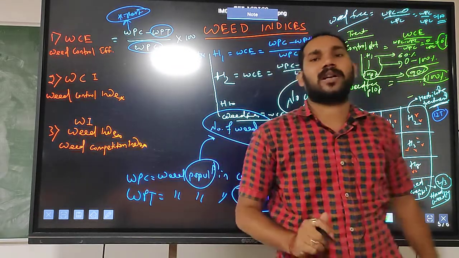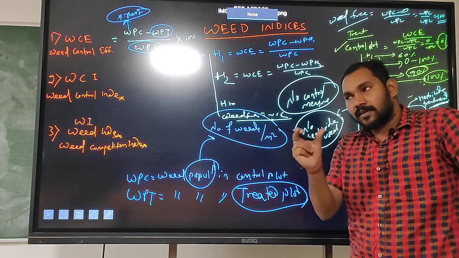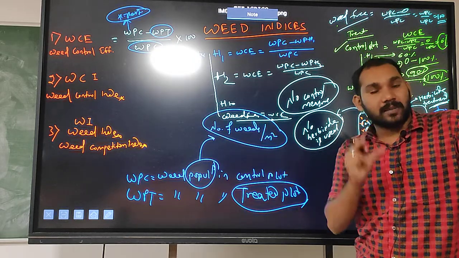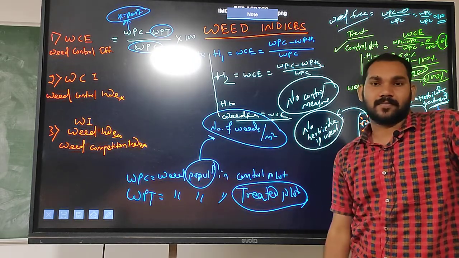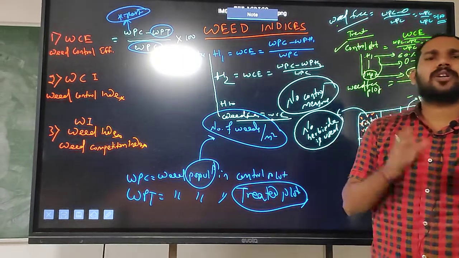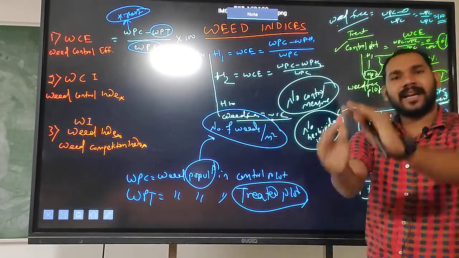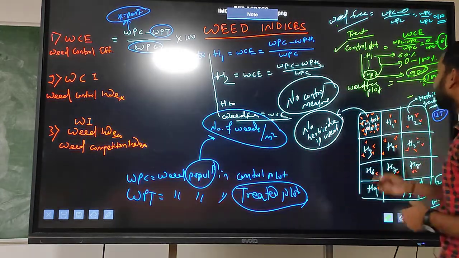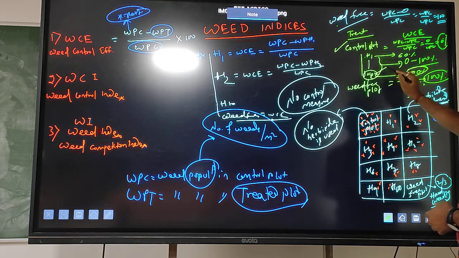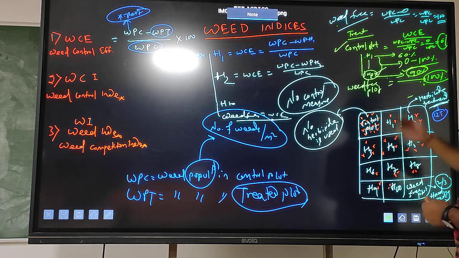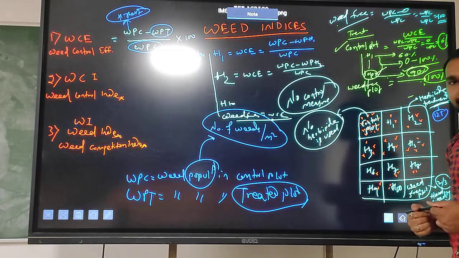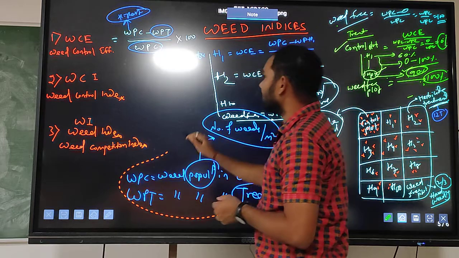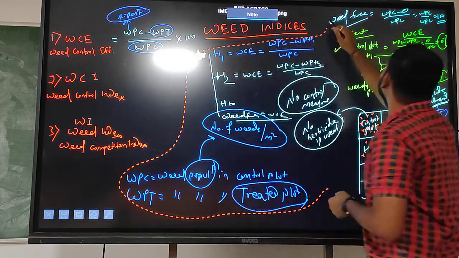Weed control efficiency means what? The term itself shows how efficiently a herbicide will control the weeds. Obviously, if the weed control efficiency percentage is high, that means that herbicide will control more efficiently as compared to other herbicides. Okay. So if herbicide 10 has a weed control efficiency of 90%, then it is better than herbicide 1. Okay. So this is the basic thing you have to understand. So weed control efficiency, I think you have understood.